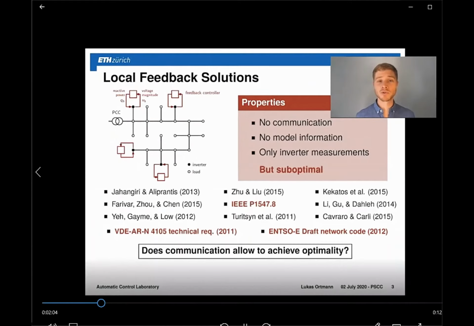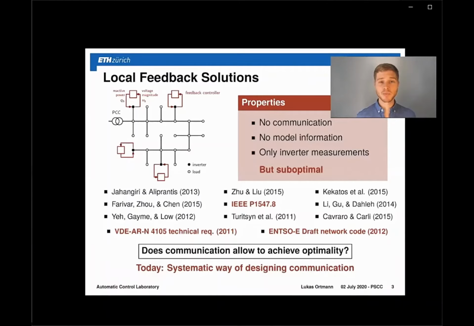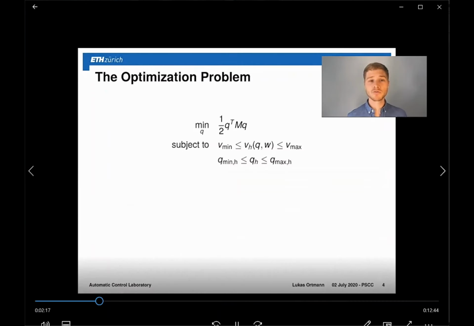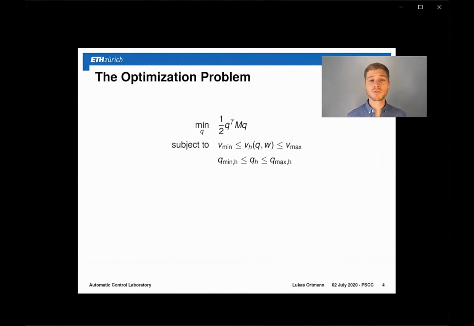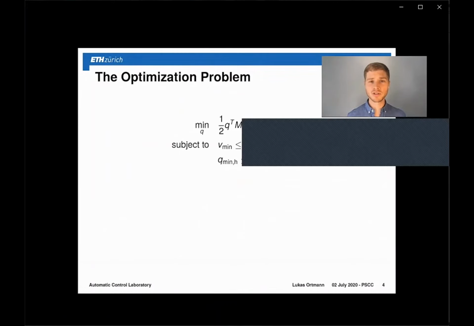Once we introduce some kind of communication, we can recover optimality. What we want to do today is a systematic way of designing this communication so that we achieve optimality. How are we going to do this? We're going to start off with an optimization problem. We're going to try to find a Q that satisfies all these constraints that we had, and we also want to minimize some cost function at the same time.